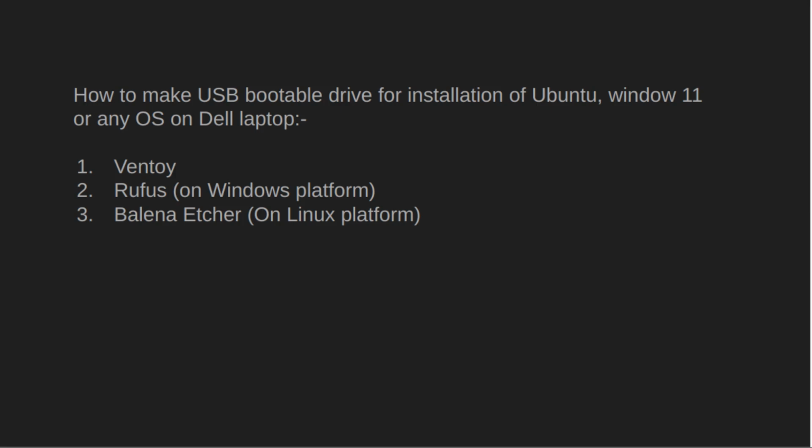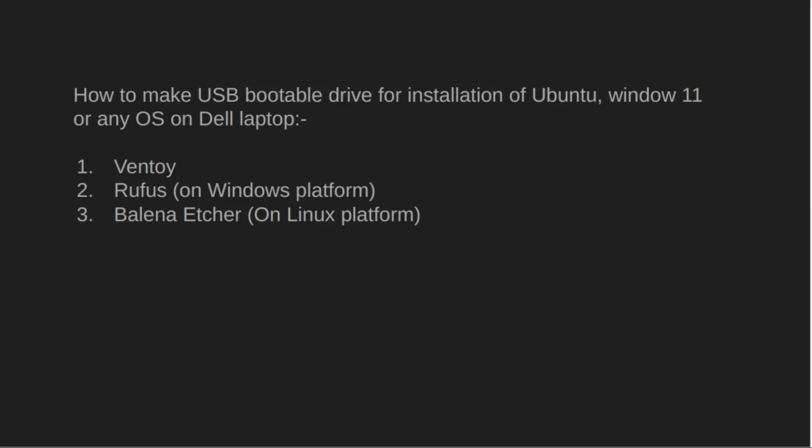But the Dell laptop does not support Ventoy. So this is the constraint with the Dell laptop. If you are going to install Ubuntu or Windows 11 again on this Dell laptop, then you need to use Rufus or Balena Etcher to make your USB drive with that ISO file or particular OS. Rufus is available for the Windows platform. Balena Etcher is available on the Linux platform.